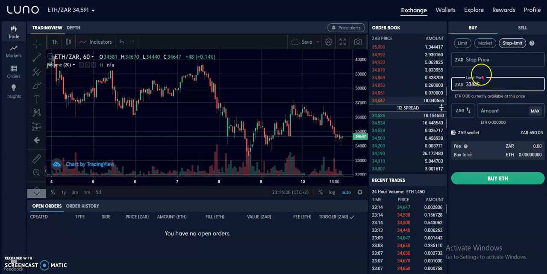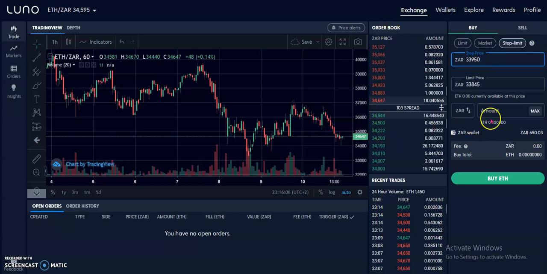So let's go ahead and look at what price we want to put the stop price at. So we want to buy at 33,845. So let's say only when the market price goes to 33,950 must the order go into the order book.